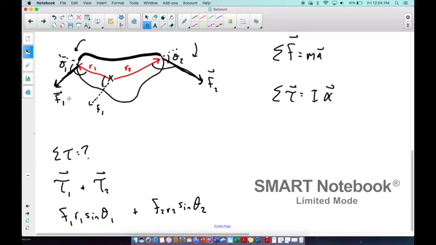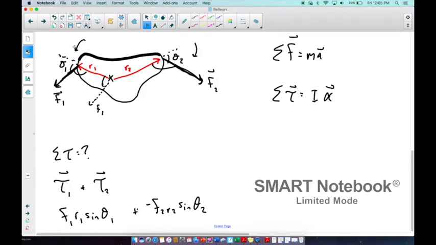So I can think about it just like that, this force would cause a counterclockwise rotation, so it's positive. This force will cause a clockwise rotation, so its torque is negative. So I could call this a negative torque. I could also use the right-hand rule.